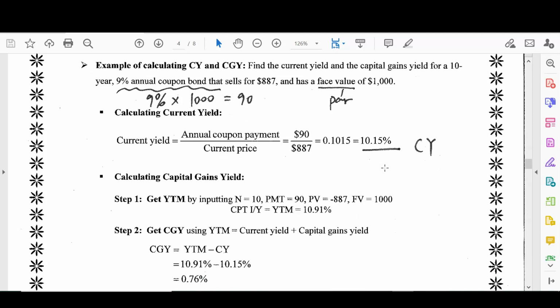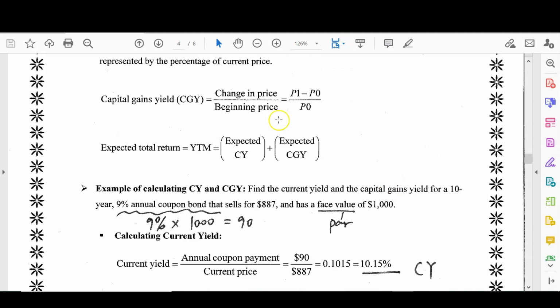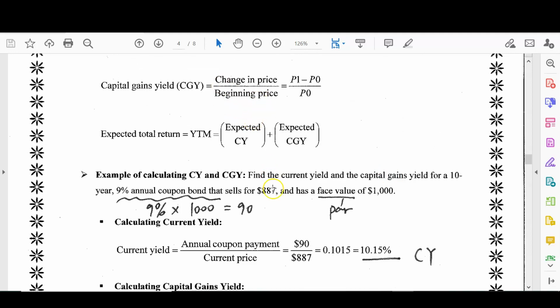Okay, if we want capital gains yield, we have two methods to solve for it. The first method is to use its definition. We can calculate the bond price after year, P1 minus P0 divided by P0, so we can have capital gains yield. However, it's a little bit complicated to calculate P1. So instead of using the definition of capital gains yield, we had better calculate it using the summation formula here for the yield to maturity.